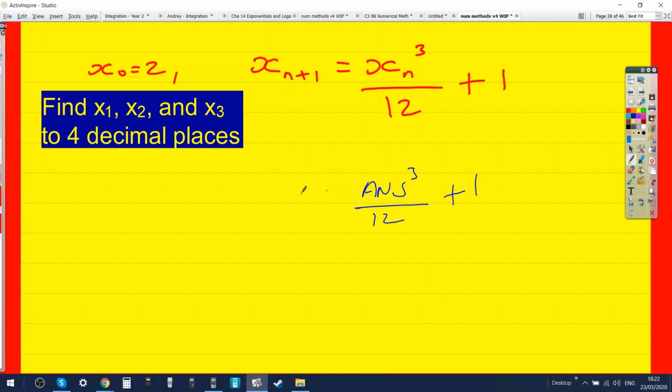So the first one is 5 thirds. Great. 5 thirds, etc. So you already know that method.